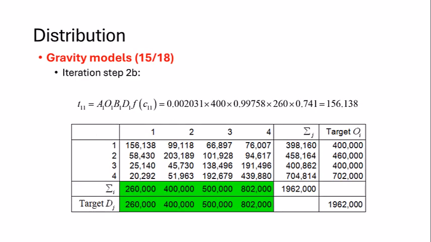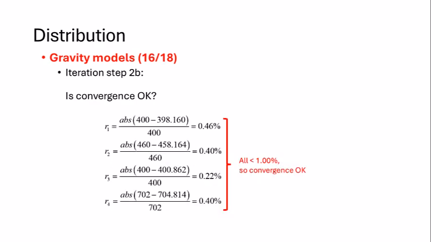Here, we see an example calculation from step 2b. The updated flow is now much closer to the desired value, showing how the model corrects itself with each iteration. This is the balancing act that makes the gravity model so powerful. After several iterations, the differences between estimated and target totals are all less than 1%. This means the model has converged successfully. At this point, we can accept the OD matrix as a realistic forecast of future trip distribution.